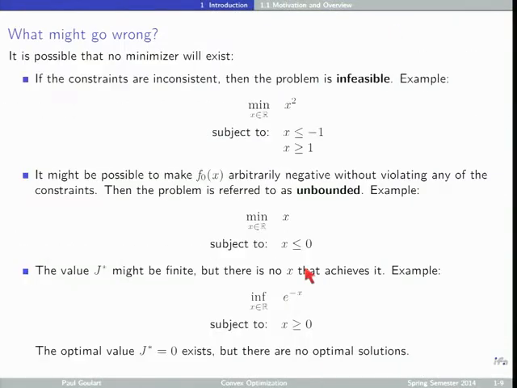Okay, so what could go wrong? I said that you can have a problem that's infeasible, in which case it has an infinite value, or it could be unbounded, in which case it has an infinitely negative value, or there might not be any x that does it. So here are just three examples of when this happens.